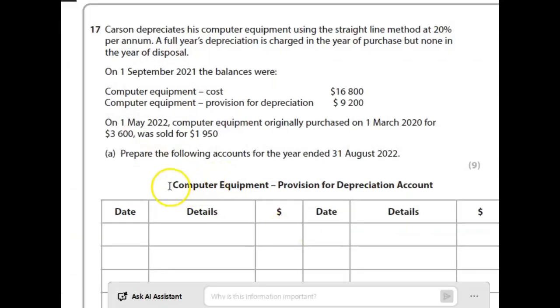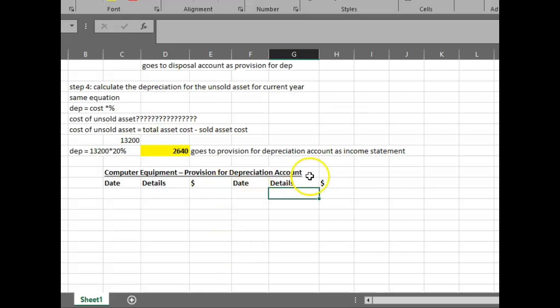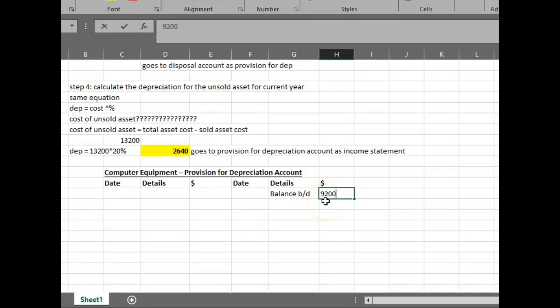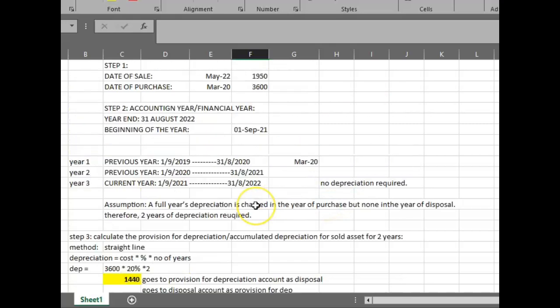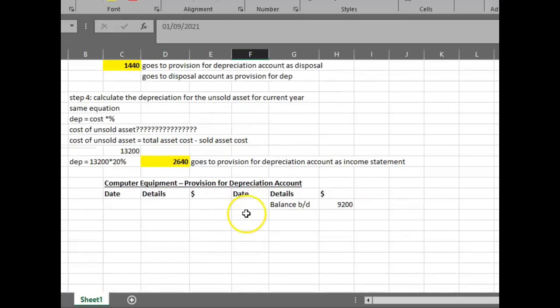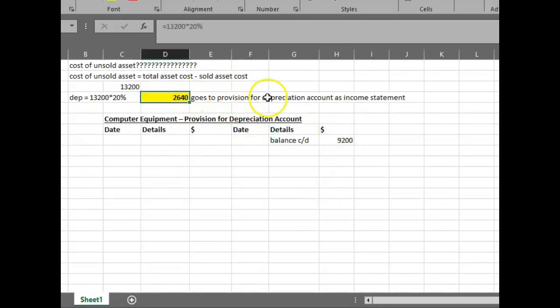After you finish step 3 and 4, you can use those values to start the provision and disposal account. You start the provision for depreciation account with the balance BD. The balance BD is basically the balance in the provision for depreciation account, which is usually given in the question. In this question, the balance given is $9,200. This is the balance that was in the provision account at the end of last year, so we'll bring it forward as the beginning balance for this year.